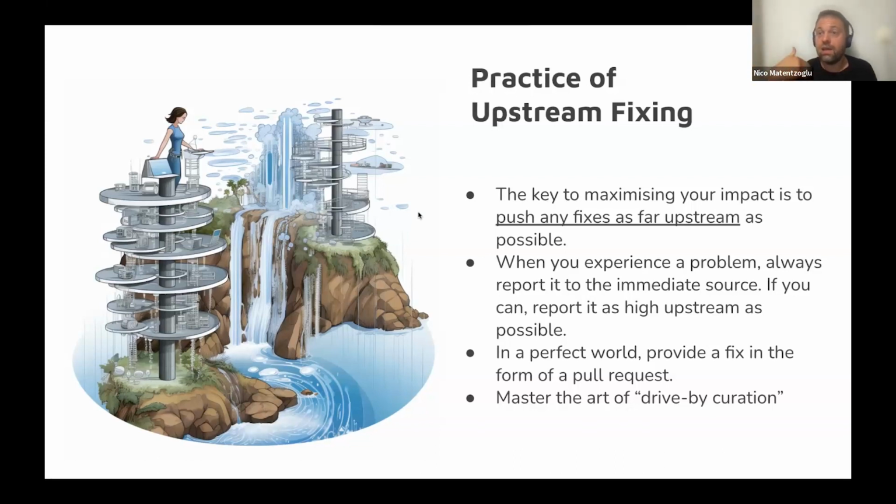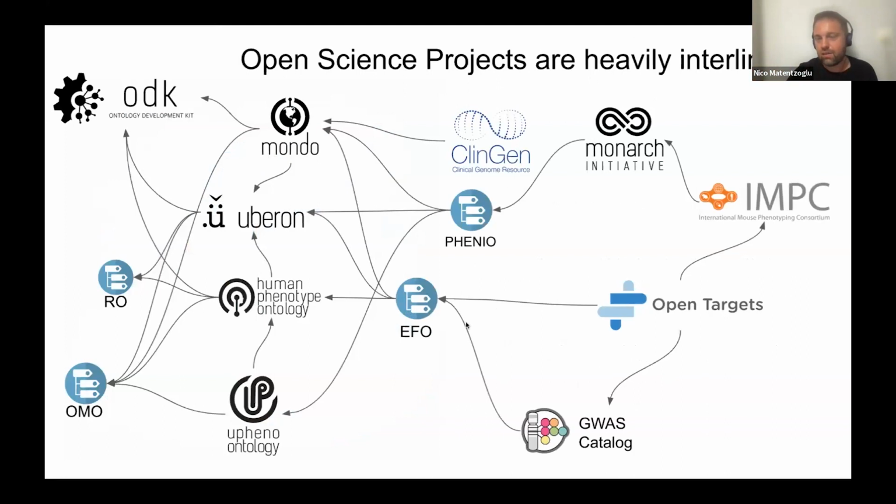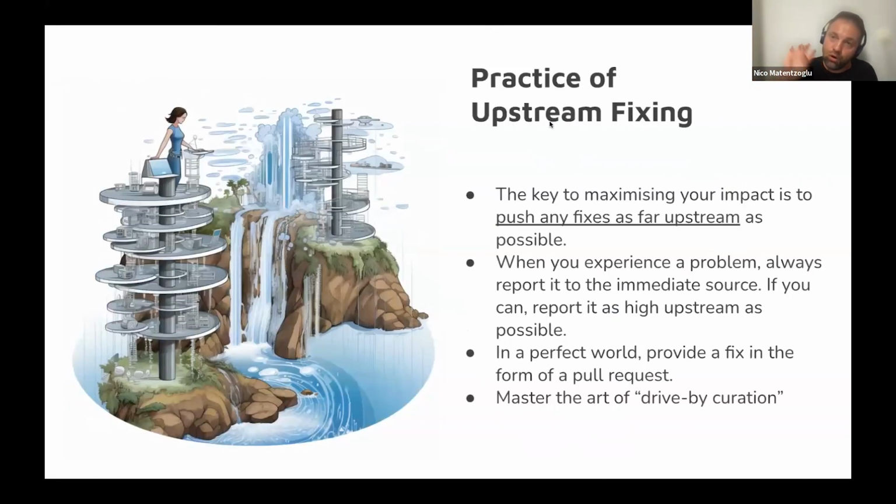We want to push changes in the open science world where everything is so heavily interconnected. I didn't go over this slide, but it was to make the point that all these open science projects are interconnected. We want to push the problems up to the source so that everyone down the dependency chains can benefit from the fixes, even if they are tiny things like fixing a typo.